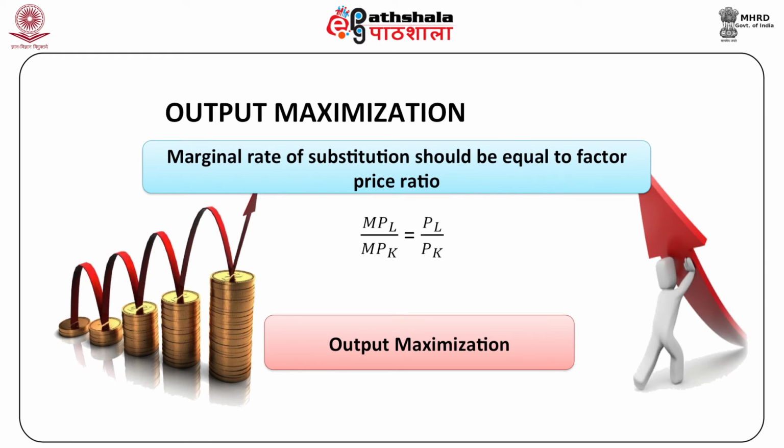Now dividing equation 10 by equation 11, we get MPL/MPK = PL/PK, which is again denoted by equation 13. Thus equation 13 states that for output maximization, the marginal rate of substitution should be equal to the factor price ratio.